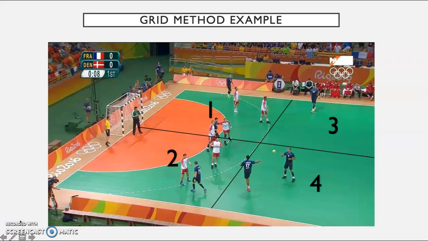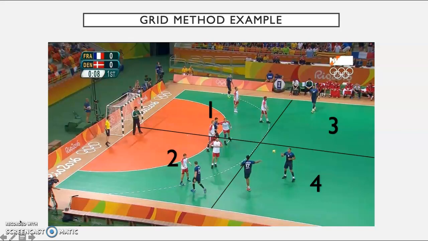The grid method is a simple strategy I've used whilst analysing one team from the footage's attacking scenarios. It is very simple to use, but is effective in creating more detailed and specific data. The grid method essentially divides the opposing half into 4 even squares, this being the top left and top right, bottom left and bottom right.